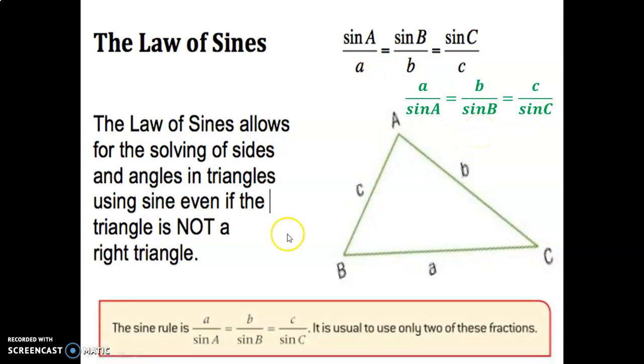Or the main thing to remember is even though the rule is given as three parts here, it's not usual to write it as three parts. You usually just write it as two fractions. So like, for example, these two fractions are equal, or these two are equal to each other, or this one's equal to this one. Because when you write all three, there's just too many parts. You usually don't need that much. So again, main thing to remember, you're going to have sine of one angle over its opposite side equal to sine of another angle over its opposite side. That's how the sine rule works.